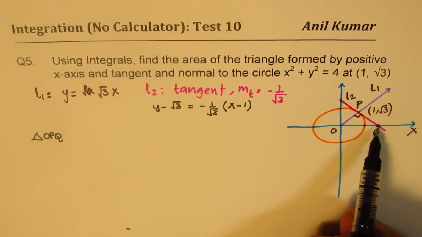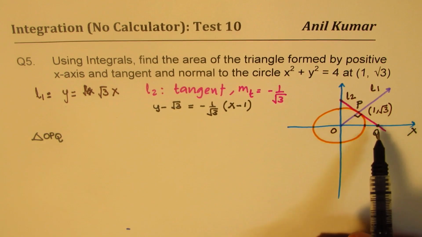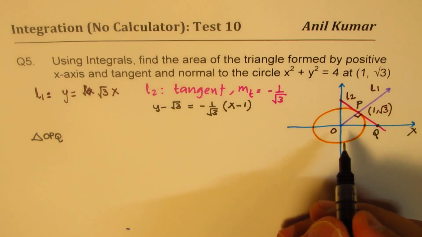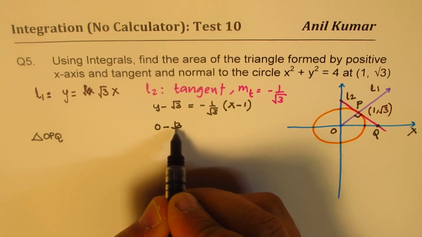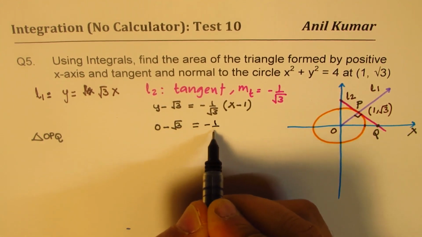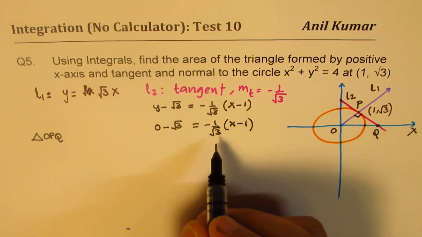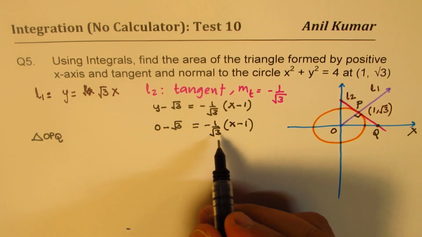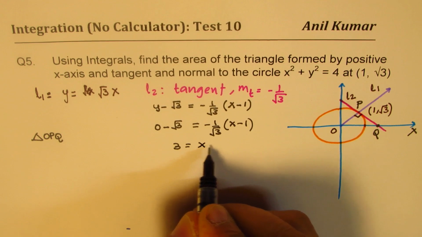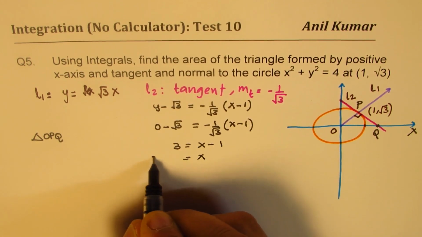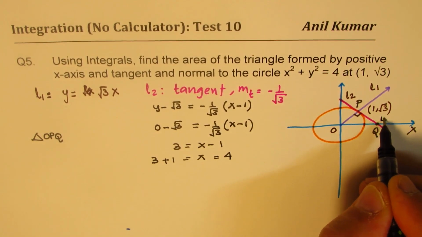So we need to find what this point Q is. Well, at Q, y is 0. So to find Q, we'll substitute 0 for y. So 0 minus square root 3 equals minus 1 over square root 3 times x minus 1. Cross multiplying, we get 3 equals x minus 1, or x equals 3 plus 1, which is equal to 4. So the point Q is at 4.